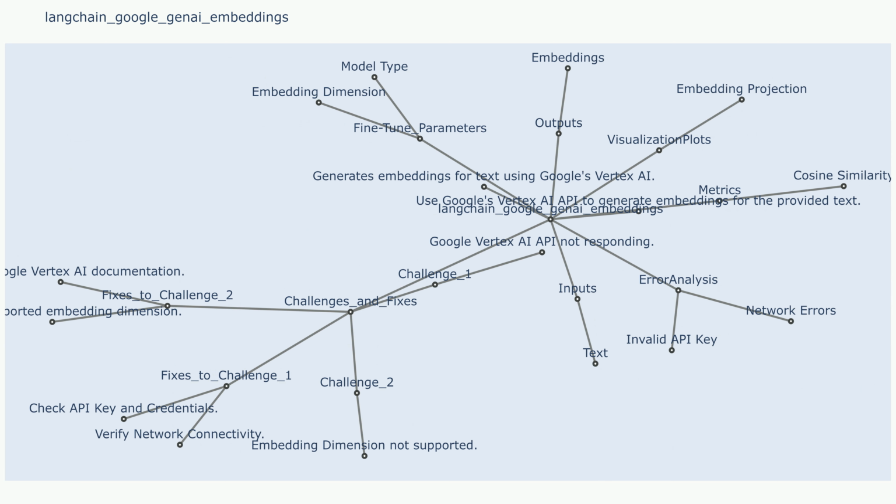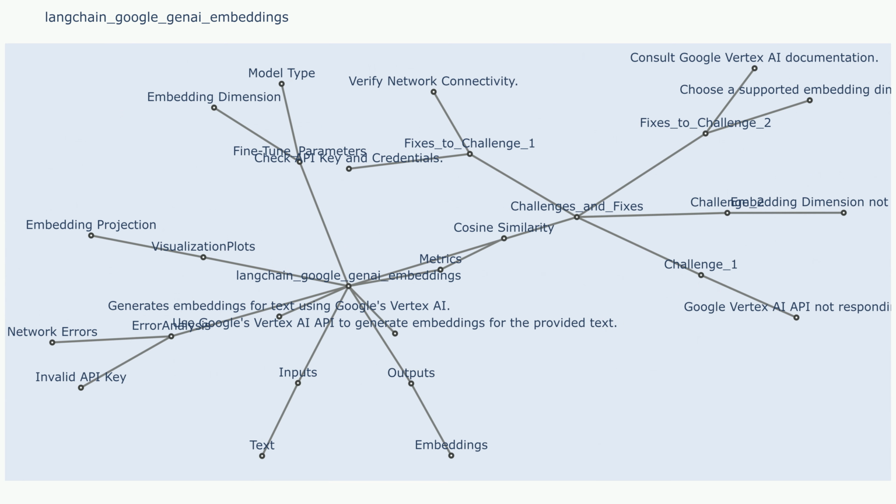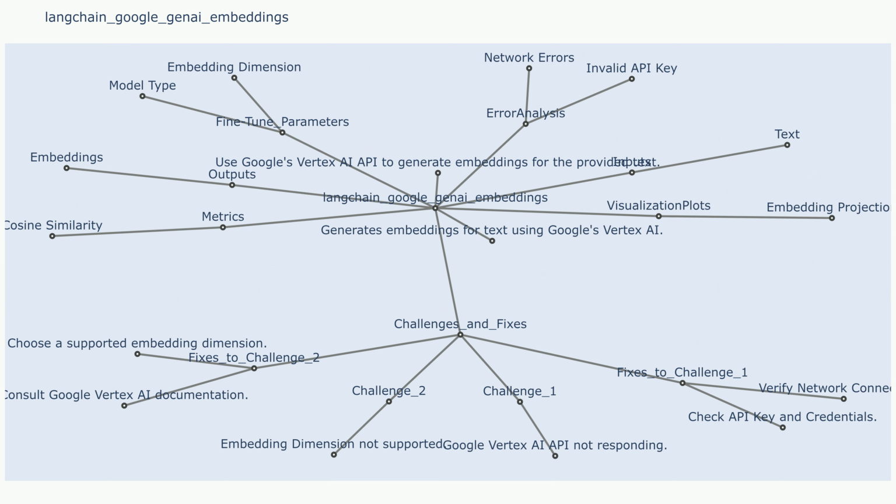Challenges and fixes. Challenge 1: model selection. Choosing the right Google AI model for embedding generation can be challenging, as different models have varying strengths and weaknesses. Sample use case that resulted in challenge 1: using a model designed for general text embedding on specialized domain-specific text might lead to suboptimal performance. Fixes to challenge 1: experiment with different models and evaluate their performance on your specific dataset to identify the best option.